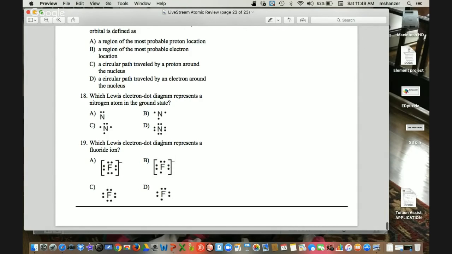Now here it says which Lewis dot diagram for the final question represents a fluoride ion. And what we want to understand first is how many valence electrons does a fluorine atom have, which is 7. And since it's an ion that forms a -1 charge, it's going to be adding 1 electron, giving us a total of 8. That narrows it down to these 2, but keep in mind, if it's an ion, you have to bracket and you have to put your charges in there.